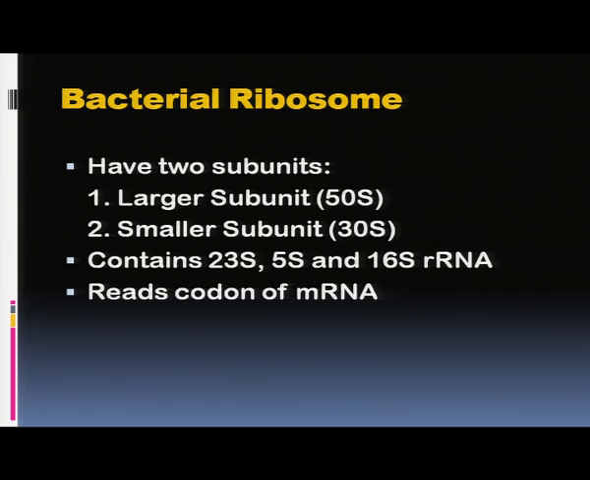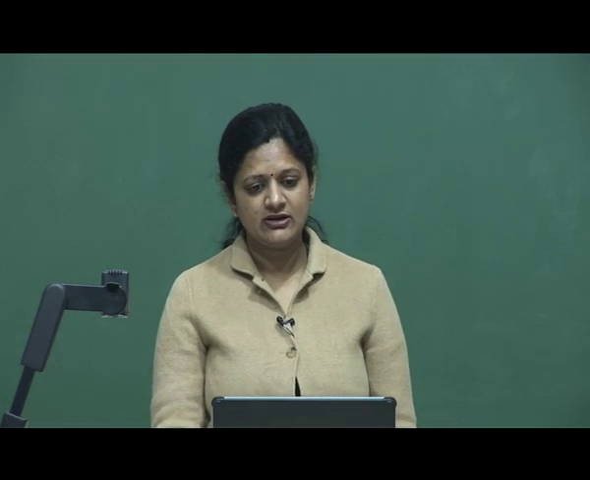If we talk about ribosomes, in case of bacteria or prokaryotes, the ribosomes have 2 subunits. One is the larger subunit, that is 50S, and the second one is the smaller subunit, that is 30S. The ribosomes contain 23S, 5S and 16S ribosomal RNA, and these ribosomes also read the codon of messenger RNA. By reading the codon of messenger RNA, it gives the signal to the transfer RNA to bring the amino acid during protein synthesis. So, this is about bacterial ribosome.